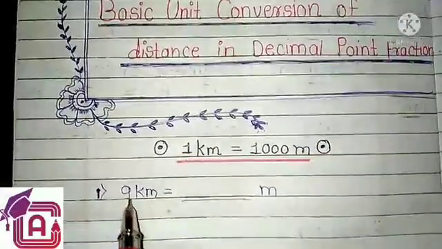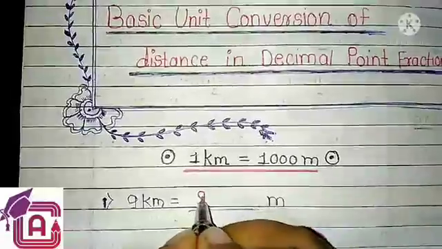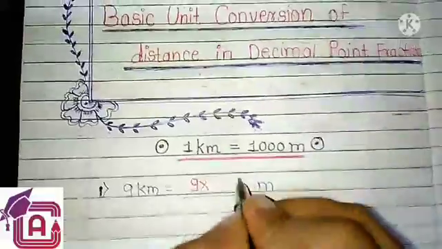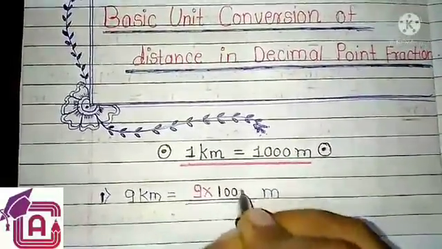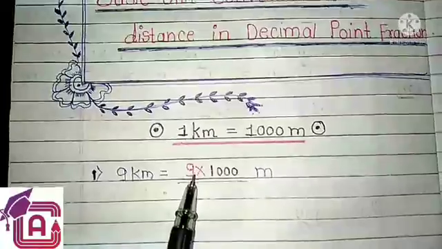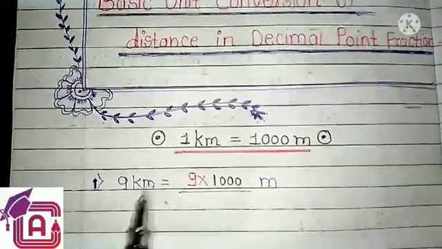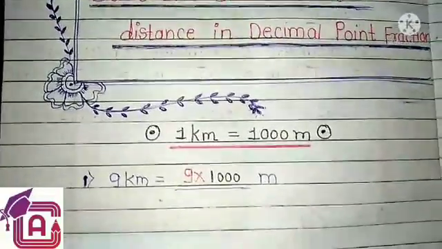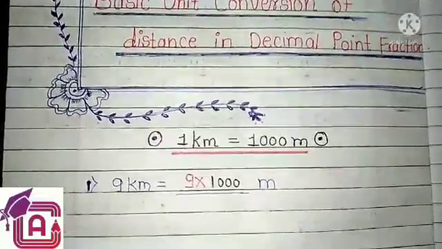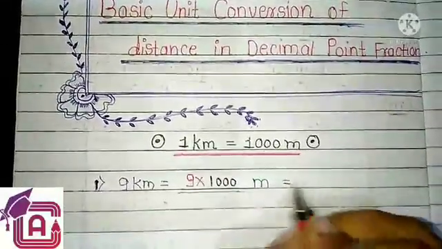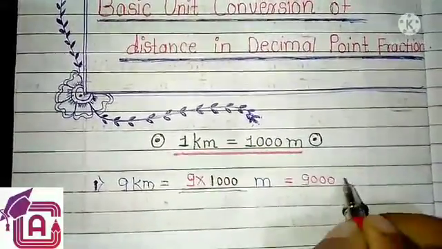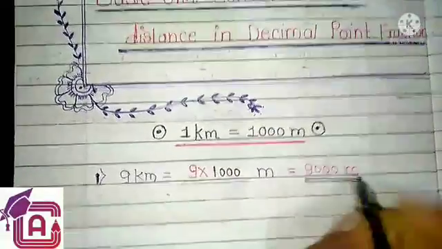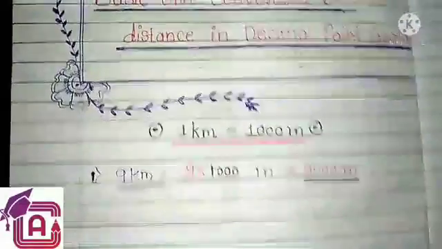So what do we have to do? Take this 9 as it is and multiply it with the basic number, that is 1000, because for 9 kilometers, keep 9 as it is, and for this kilometer, the value of 1 kilometer is 1000, so I am putting this value 1000 meter. Now do the multiplication. 9 multiplied by 1000 is 9000. 9000 meters is our answer, that is 9 kilometers is equal to 9000 meters.